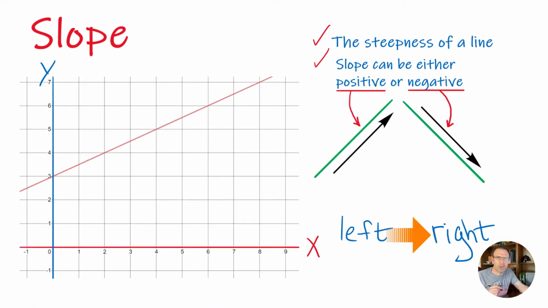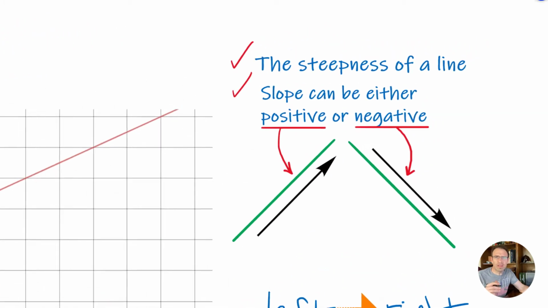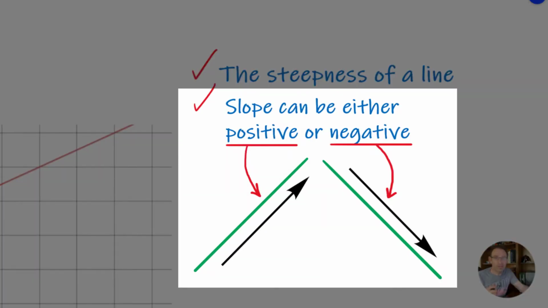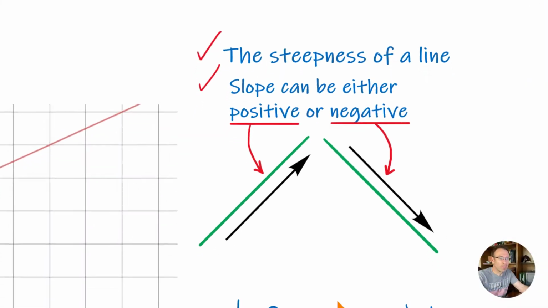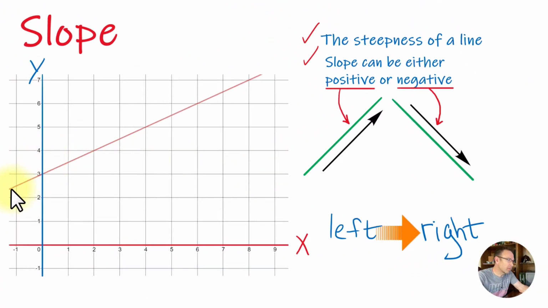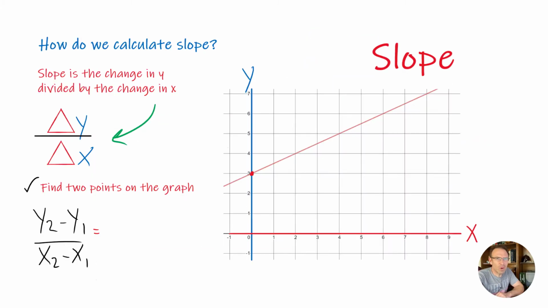Okay, so the first thing we're going to talk about is, what is slope? Slope is simply the steepness of a line. That's all it is. Slope can either be positive or negative. If it's positive, it goes up from left to right, just like this one. Slope can also be negative, which means it'll go down from left to right, like this. Okay, so how do we calculate slope?